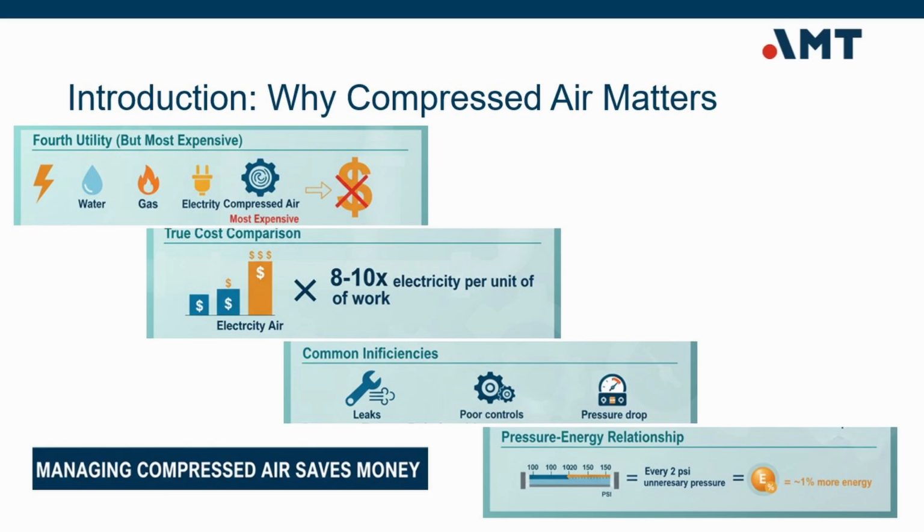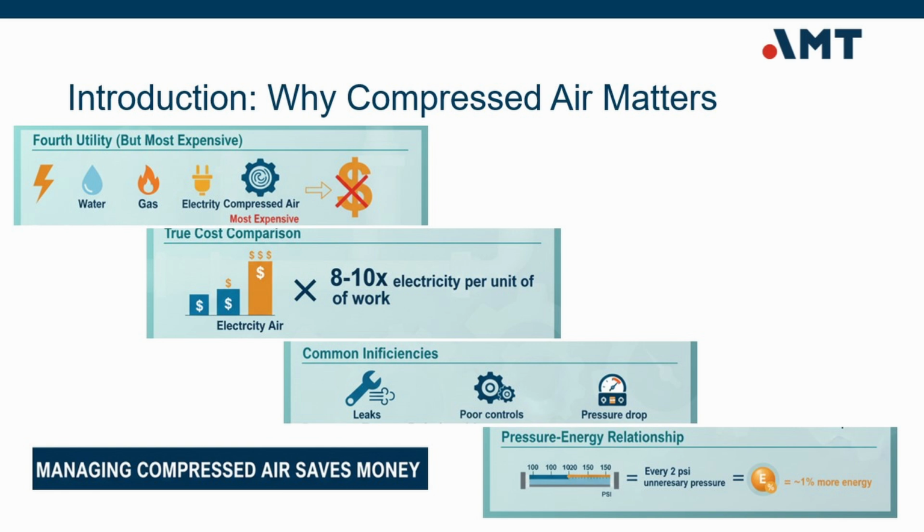Here's the second key point. Compressed air is not only hidden, it's also one of the most expensive utilities in the facility. In fact, when you compare the true cost per unit of useful work, compressed air can require 8 to 10 times more electricity than directly using electric power. Why? Because compressed air is inherently inefficient. Most of the electrical energy becomes heat, and only a fraction becomes usable compressed air. So we start with a thermodynamic disadvantage.